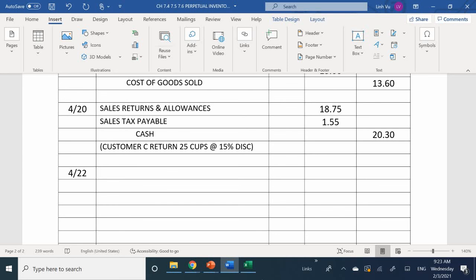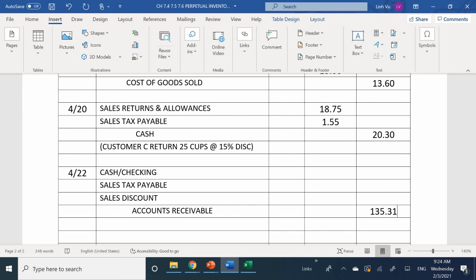Cash or checking, depending on how he paid us, right? Sales. Okay, we have the sales tax payable. What else are we recognizing? Discount. Yes, we also have to recognize the discount. And lastly, accounts receivable, yes, because we need to decrease the amount that he owes us. He paid it off. So my total here is going to be the 35.31.